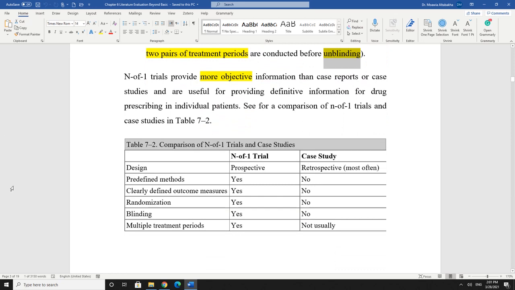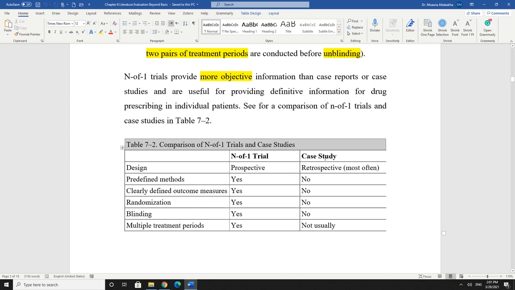If I want to compare it to a case study, okay, look at the following, because these are very important differences. One, the design of the N-of-1 trial is prospective. Meaning we design it, we control it. That's why we call it a true experiment.